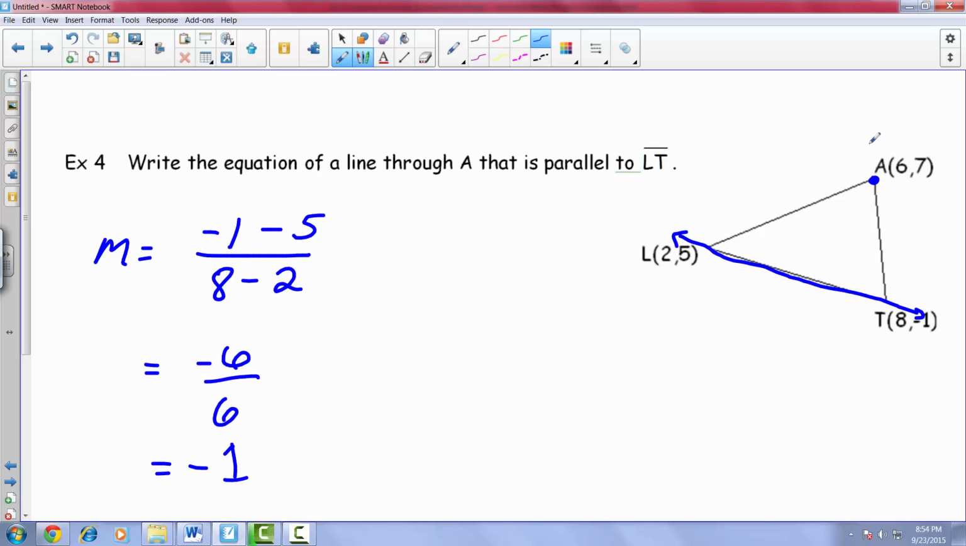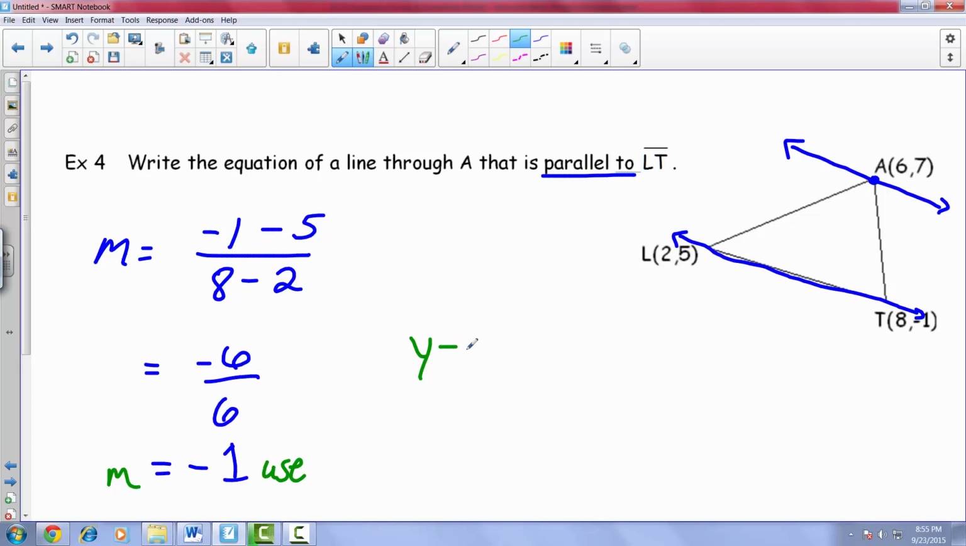Now keep in mind, it says write an equation of a line that goes through this point A that is also parallel. And that's really key, that this line is going to be parallel to that segment LT. So we should see something looking relatively like that, where they end up with the exact same slope that we're going to go ahead and use. So we're going to use -1 as that same slope.